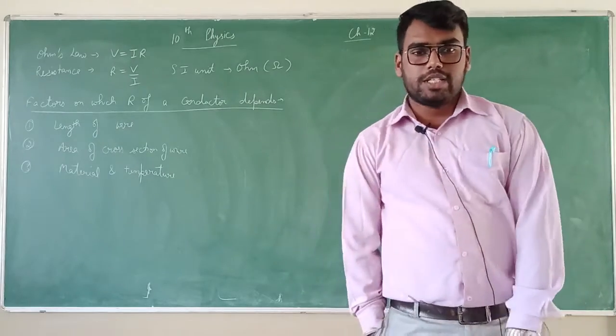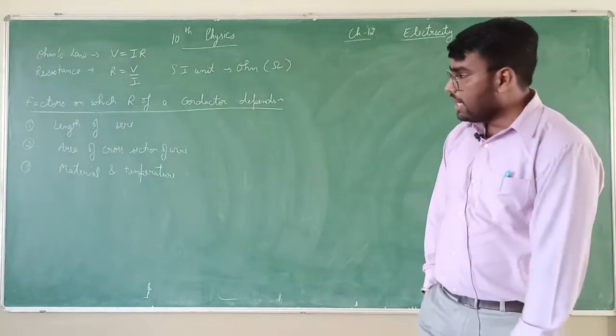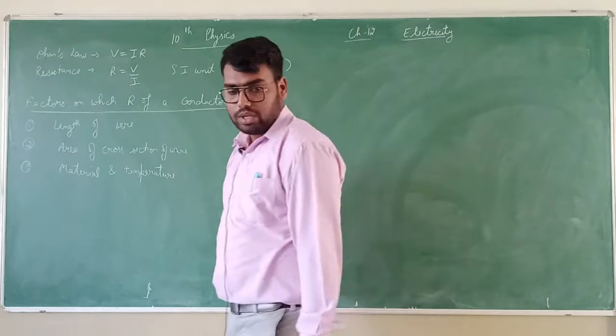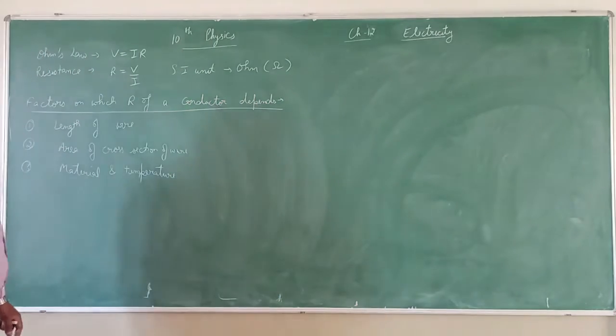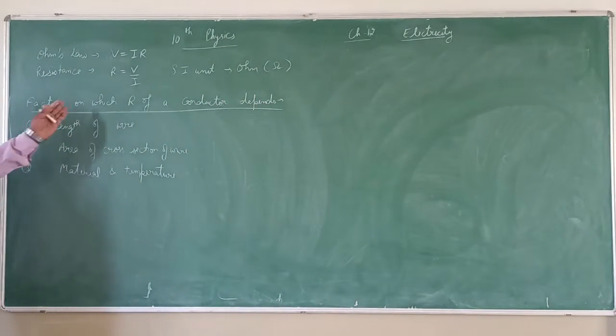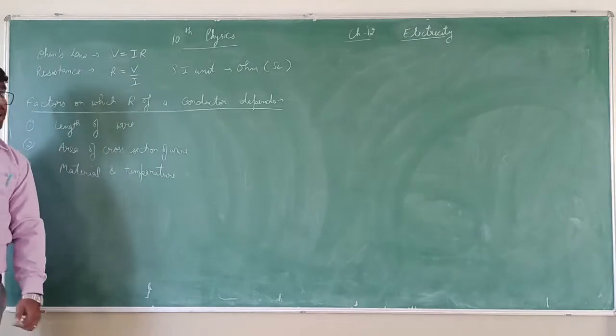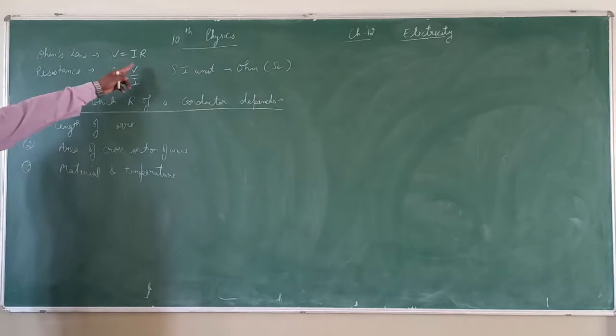In 10th class we have started chapter number 12, Electricity, and we have discussed up to Ohm's law in our last video. The next topic is factors on which the resistance of a conductor depends. What was resistance? Resistance was the ratio of voltage and current.